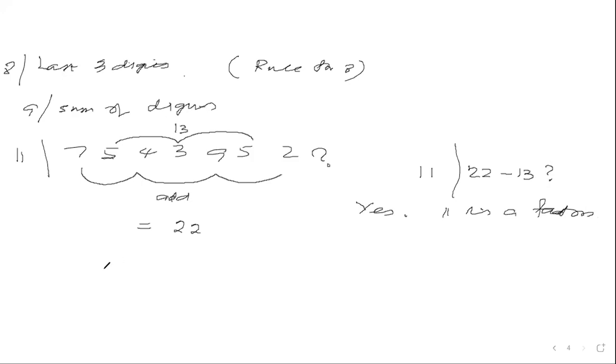Like if you take, for instance, 649, 6 and 9 is 15. The other one, you only got 4 there. 15 minus 4 is 11. So 11 is a factor of this. And if you check it out, this is 11 times 59. See? So this way you can check whether a number is divisible by 11.